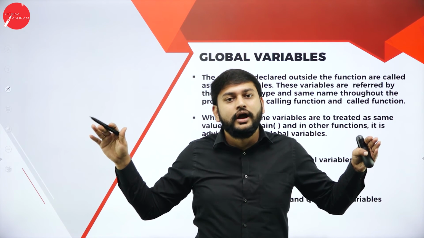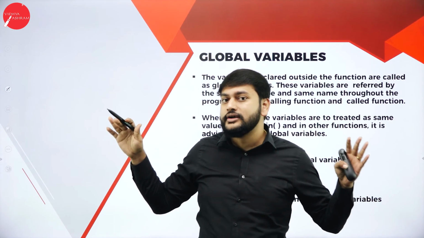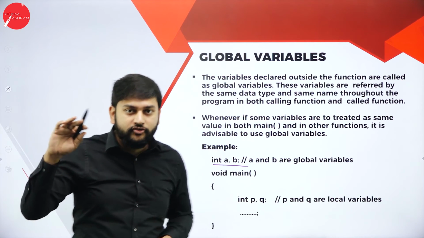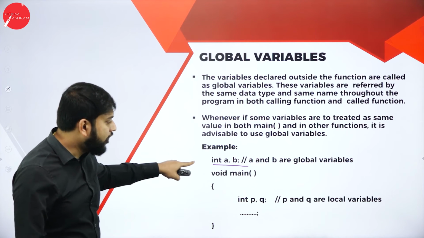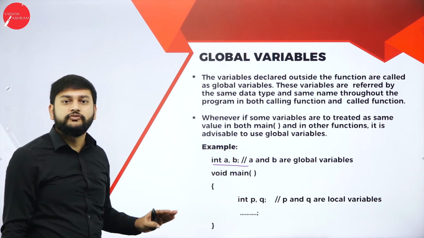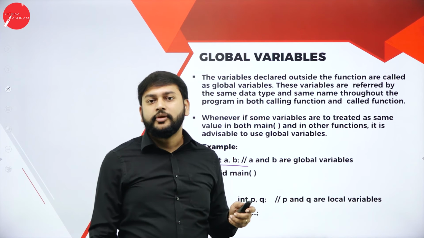That's what you need to understand. Got it? So we have two types of variable. One is local variable, another one is global variable. Where do we declare the global variable? Outside the main function. That's what you need to remember.